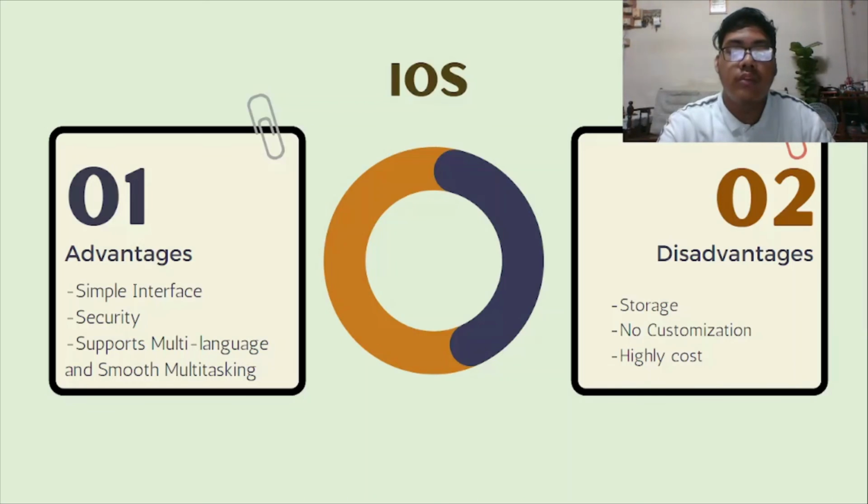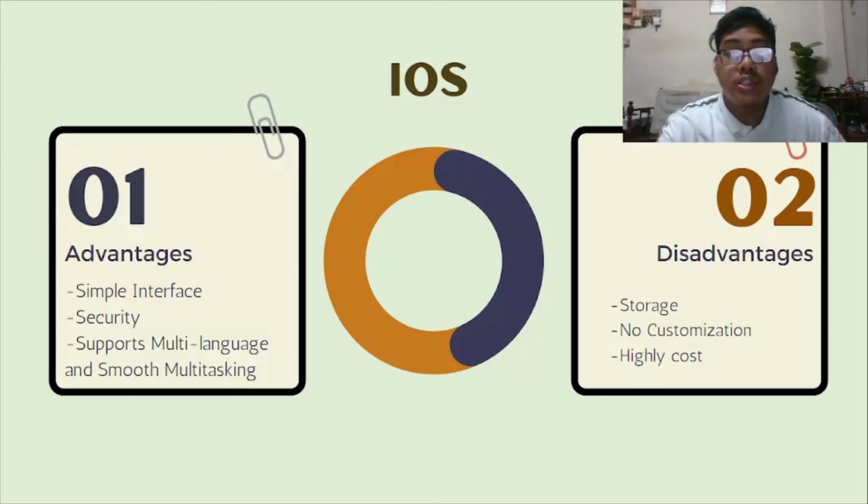So then we have the disadvantages of iOS. Firstly, the storage. iOS cannot extend the device's memory. You've got to deal with the memory you got when you bought your cell phone. It's limited in iOS.